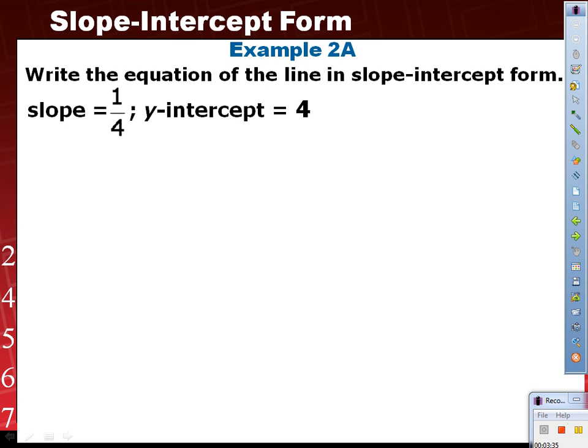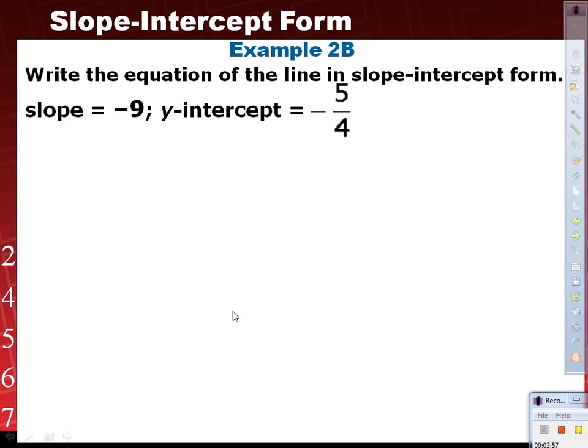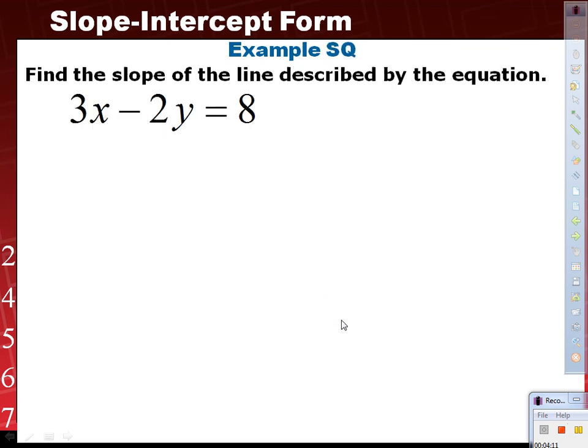Look up to the screen. They're going to give you a slope and y-intercept, and you should be able to come up with the equations just by looking at it, right? So the equation for this information is what? Y equals 1/4 x plus 4. So far, so good? For this one, look at it. Therefore, my equation is y equals negative 9/1 x minus 5/4. Are we there so far?